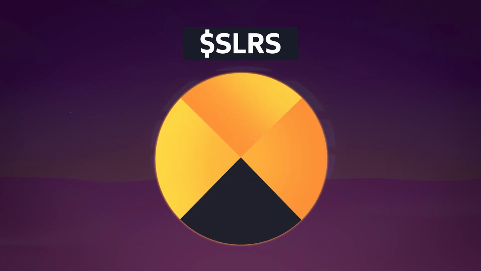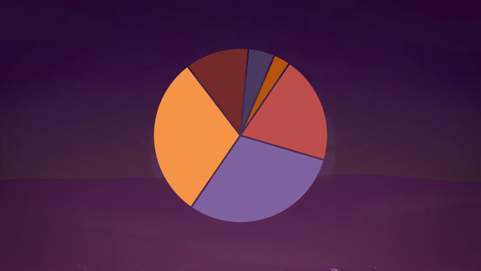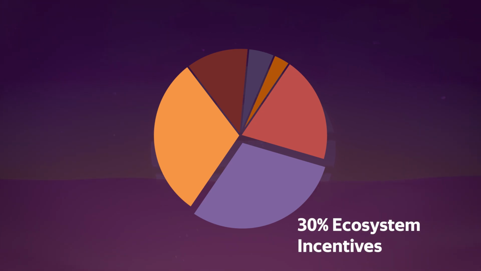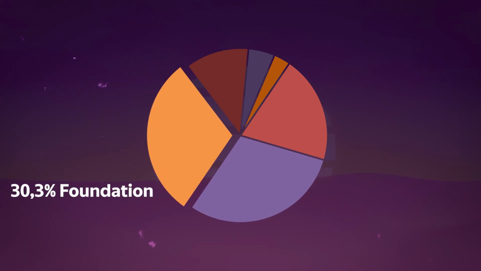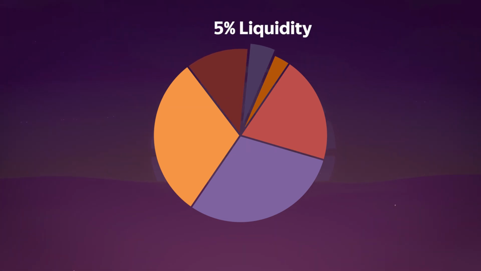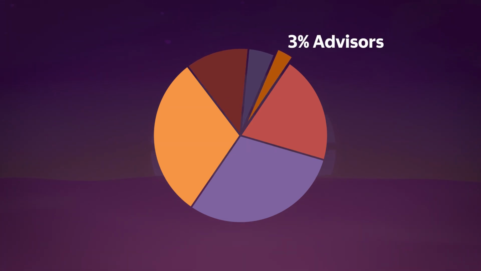SLRS is a utility token on the Solrise Finance platform, used to pay fees, for staking in order to reduce the share of fees, to vote through the DAO model, and for incentivizing users that contributed to the project. The maximum supply of tokens is 1 billion, with 20% allocated for the team, 30% for incentives and the ecosystem, 30.3% for foundations, nearly 12% for fundraising, 5% for providing liquidity, and 3% for advisors.